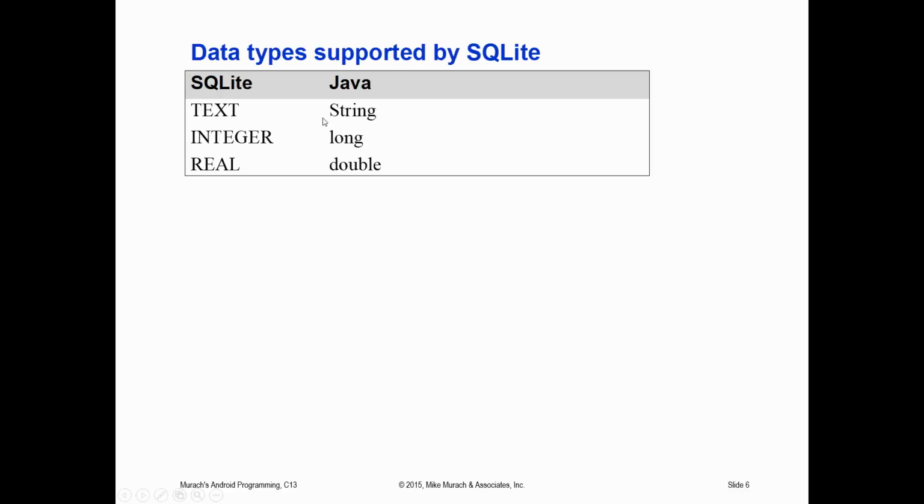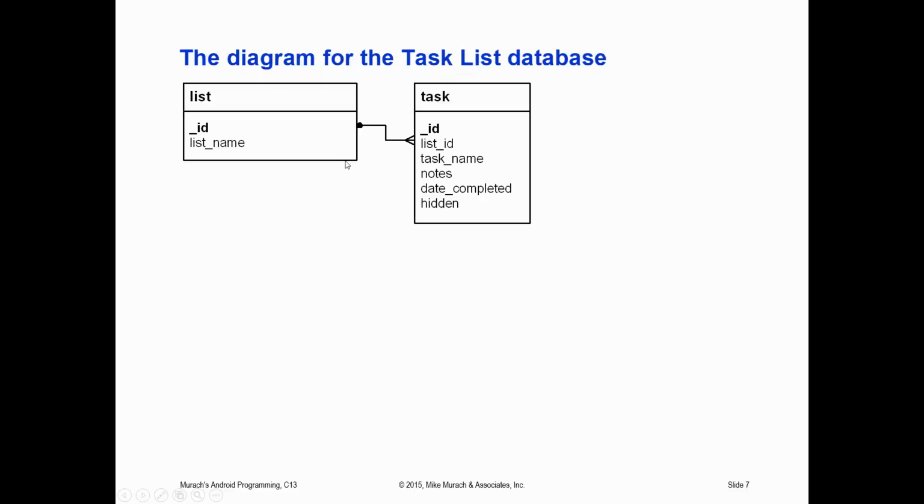So again, here are our 3 SQLite data types and their equivalents: text, integer, real, which are again string, long, double. So this is the task database. It's pretty simple.